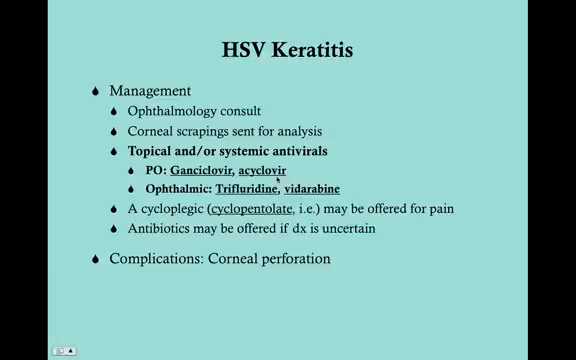How do we treat this? So of course, number one, if you suspect keratitis and you get a positive fluorescein stain, you're going to consult ophthalmology. You want to get corneal scraping sent off for analysis. We're going to be treating the patient with topical, usually with systemic antivirals. However, that's ultimately at the call of the ophthalmologist. So we're targeting herpes simplex virus. Orally, we can use ganciclovir, famciclovir, aciclovir.